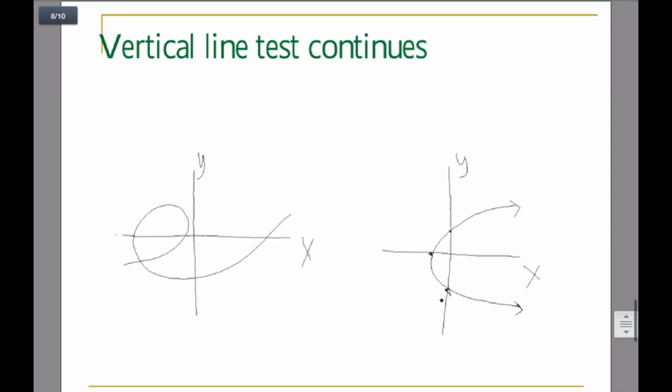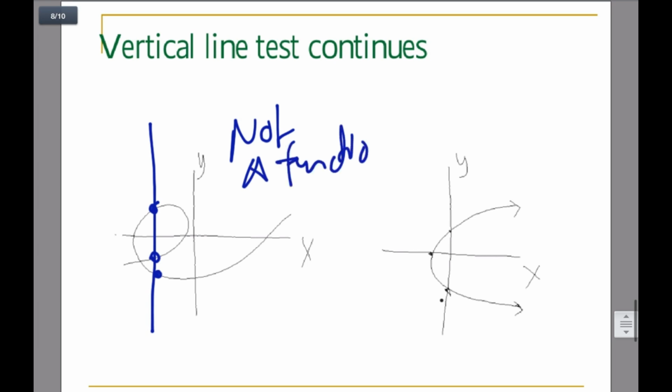So here I want to show you some more examples of the vertical line test. If I was to draw a line vertically through this first graph on the left, you can see it touches at 1, 2, 3 places. And that's more than 2, obviously, so this is not a function. Also, this graph on the right, if I draw a vertical line through, you can see it touches at 2 places. That also is not a function.